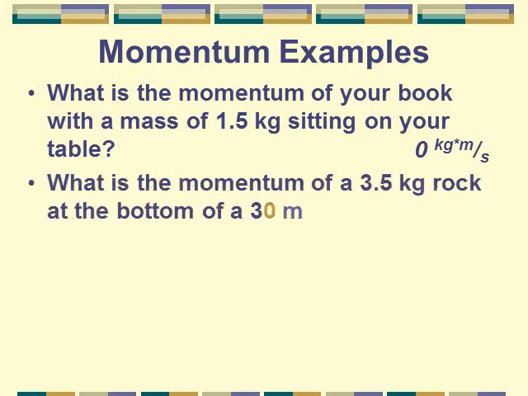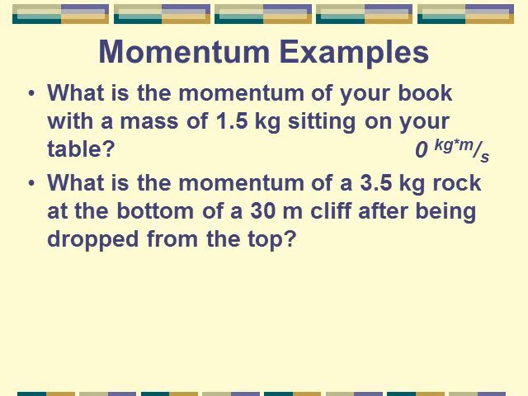All right, so what's the momentum of a 3.5 kilogram rock at the bottom of a 30-meter cliff after being dropped from the top? All right, so the first thing we need to know is how fast it's going right before it hits the bottom. So we're not talking about when it actually does hit the bottom of the cliff. We're actually talking about right before it hits the bottom, because after it hits the bottom, it's going to stop and it's going to be 0. But the point is, right before it hits, it's going to have a velocity.